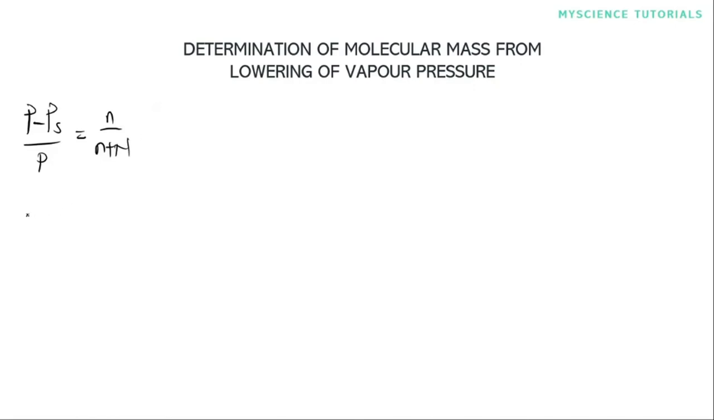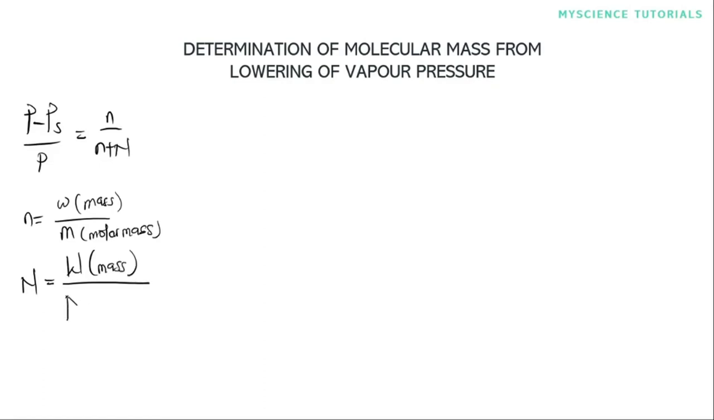Let's look at this notation. For the moles of the solute, we are going to use small w as the mass of the solute, and small m as the molar mass of the solute. For the capital N, we are going to use capital W as the mass of the solvent, and capital M as the molar mass of the solvent. Let this not confuse you into thinking small m is mass. No, small m is the molar mass, and we are using W to represent the mass in this case.